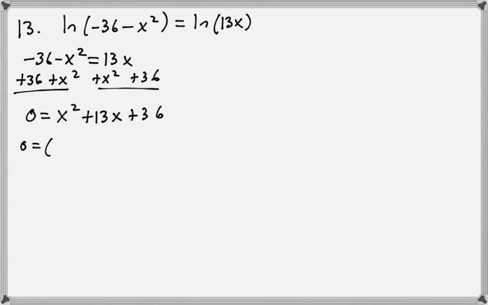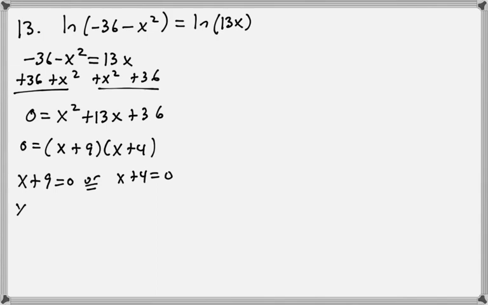Okay, and then product of 36 that adds up to 13. That is going to be x plus 9 and x plus 4. Set each factor equal to 0. And so we get x is equal to -9 or x is equal to -4.